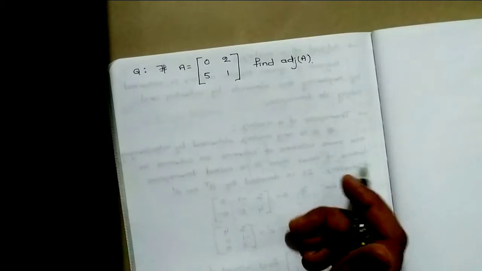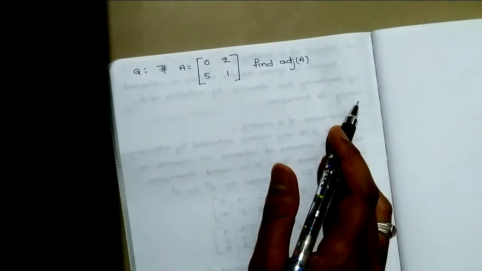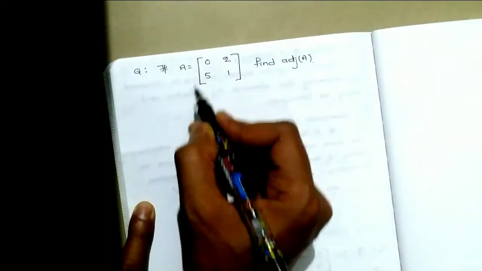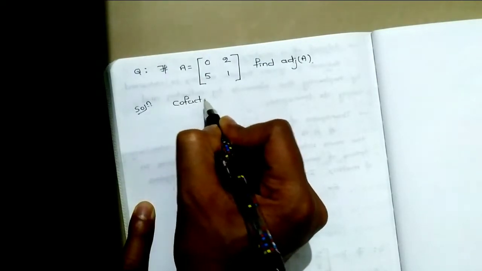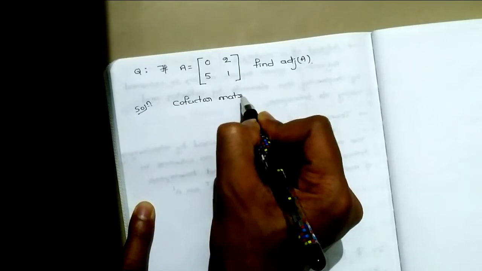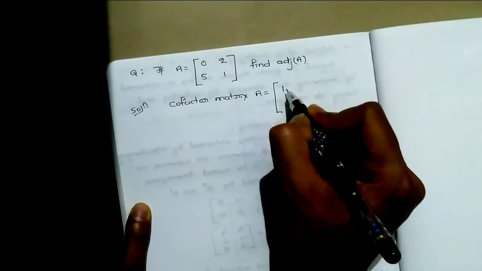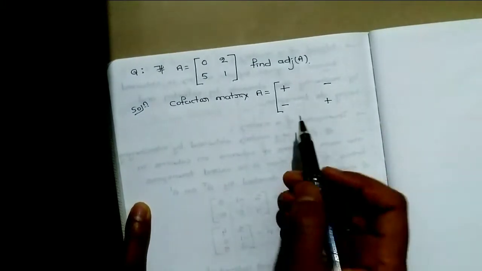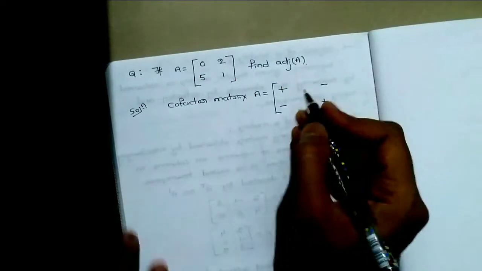Next example. If A is equal to 0, 2, 5, 1, find the adjoint of A. So first, what to do? Before finding the adjoint of the matrix, we need to find the cofactor matrix of A. Therefore, solution: cofactor matrix A is equal to, for the second order sign rule you write first, plus, minus, minus, plus. Next, which one is the first element? 0. So delete the column and row. If I delete these two, what is the remaining element here? 1. So write here 1.